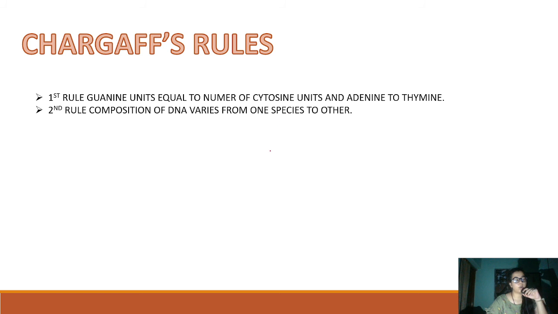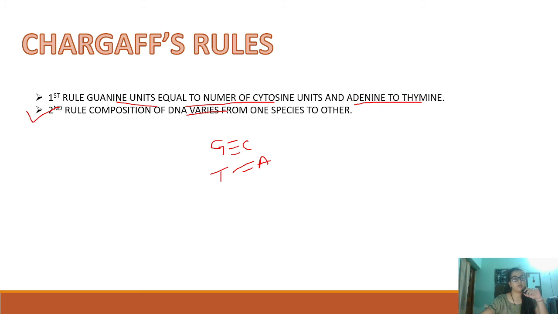And this is the Chargaff rule that I have already told you, that guanine is equal to cytosine and adenine is equal to thymine. That's why guanine forms the bond with cytosine and thymine forms the bond with adenine. One more important rule is that the DNA varies from species to species. The composition of the DNA will vary from species to species. This is the important point to be noted down.